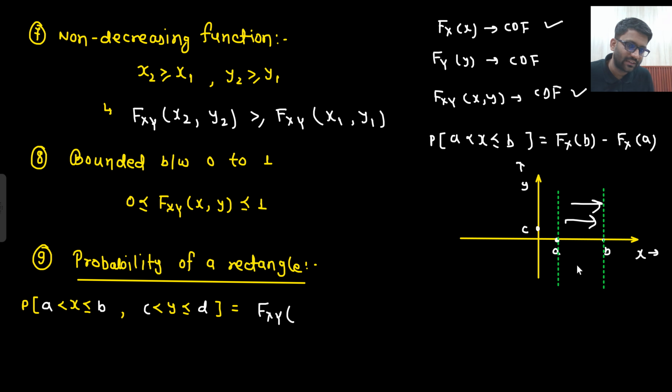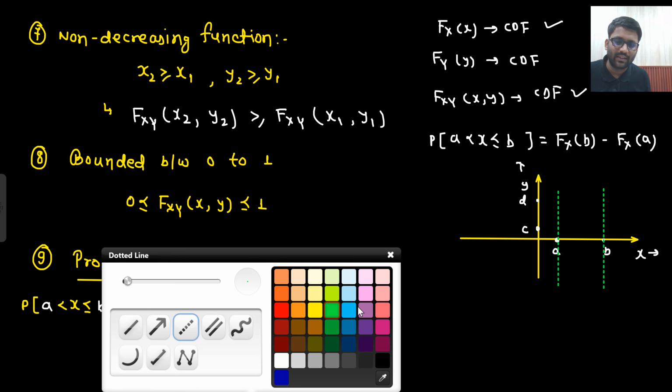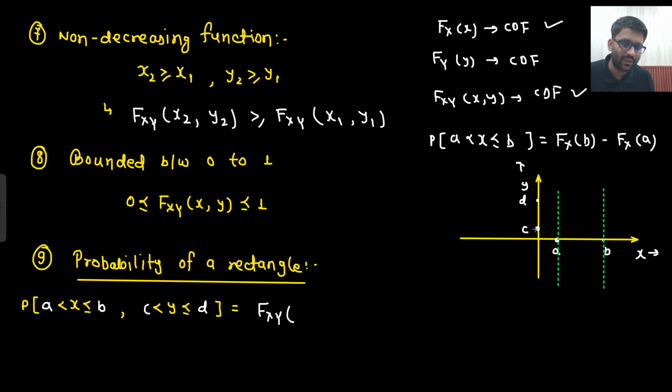So this is the range of x, between a to b, and y is between c to d. So let's just say this is c, this is d. So this would be the range of y. So what is the common region? This is the common region, no? Are you able to understand this point? This is the common region, right? So isn't it like the probability of a rectangle?